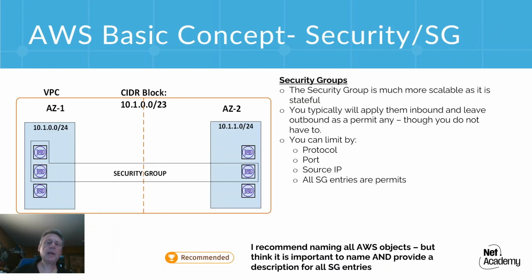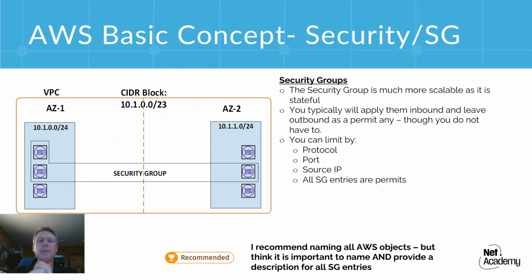Let's move on. Okay, security groups. These I see not only all the time, they're actually mandatory. You have to have a security group on every ENI, basically. So the security group is much more scalable as it is stateful. That means I don't have to do 2 rules per flow. I just have to say what's permitted in, and the response is automatically permitted. Because of that, I typically see them applied inbound, and they will leave outbound as a permit any, which is the default in AWS. I don't know if that's the default in Azure or GCP.